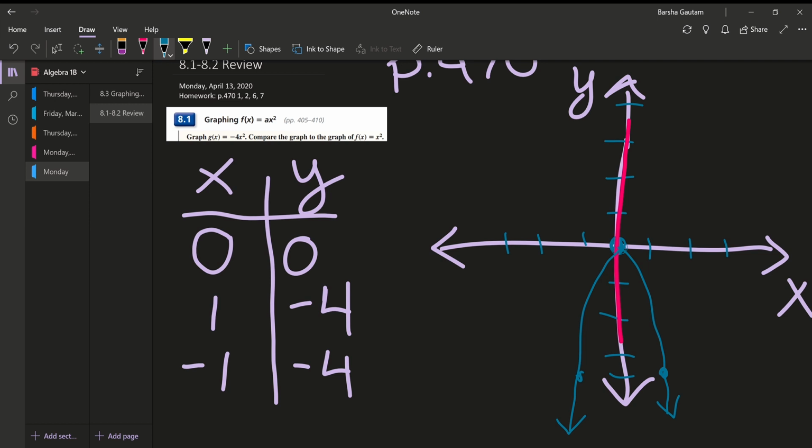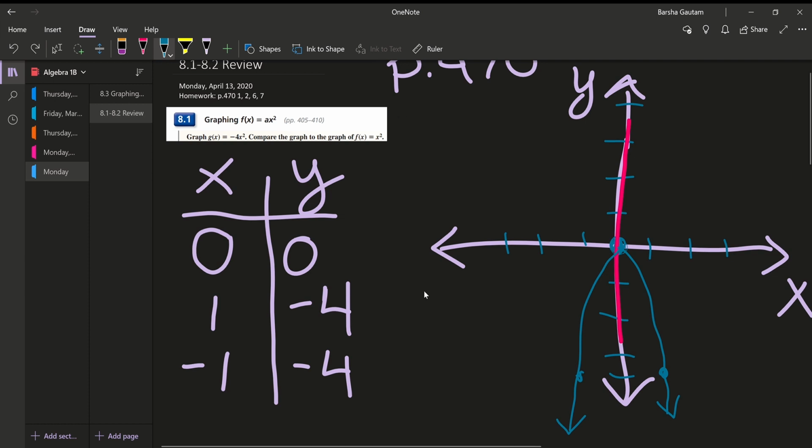And how can we check if our graph is pointing the right direction? Well, if you look back to our original problem, it says g of x is equal to negative 4x squared. This negative here will make the graph flip upside down. If it was positive 4x squared, then it would have looked something like this. But since it's negative 4x squared, it flipped the other way.